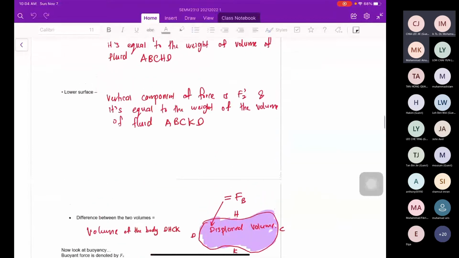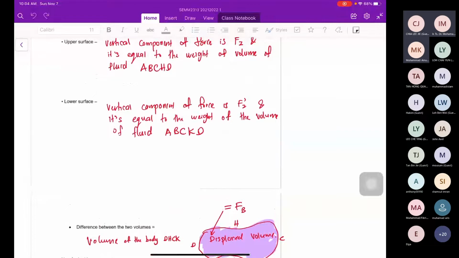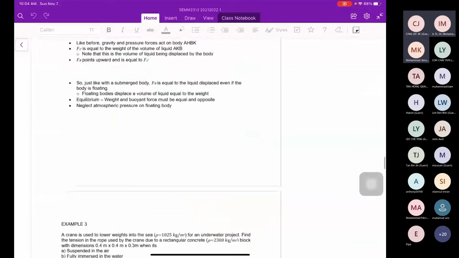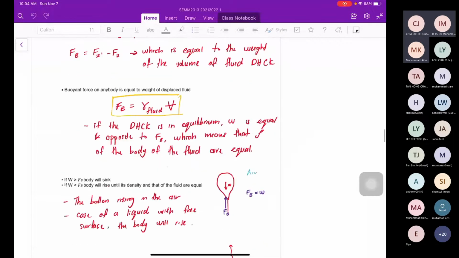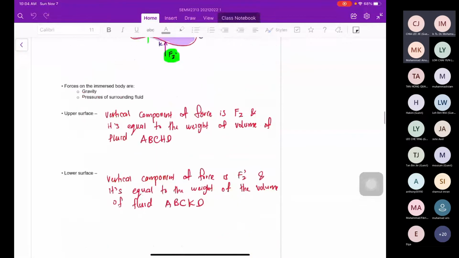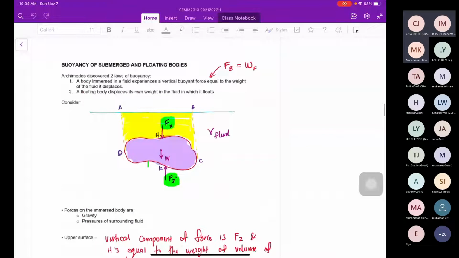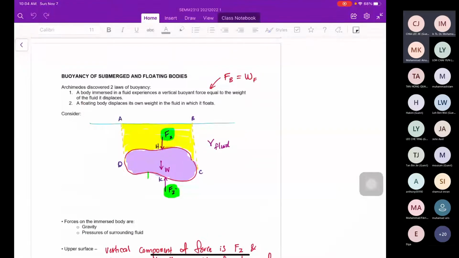Okay, class. Today I will continue on the floating body. For this part, we're going to calculate the volume of submerged body. Remember our previous lessons, we learned about the buoyancy of submerged and floating body. In the previous class, we only learned the submerged part. That means the body is totally submerged in the water.